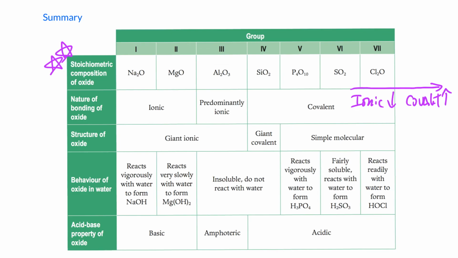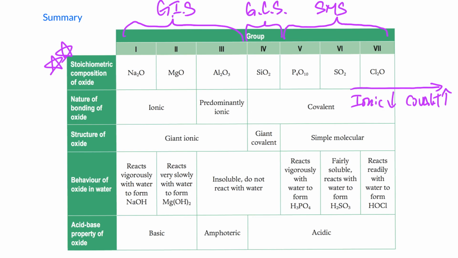The structure will be GIS for the metal oxides, and for silicon dioxide it is GCS, so it will have a very high melting point. And the rest of them are SMS, simple molecular structures. And for the behavior of oxides in water, if it is a basic oxide, they should give alkaline. However, remember there are two things which are insoluble. One is aluminum oxide. The other one is silicon dioxide. Sand cannot dissolve. The oxide layer on an aluminum window cannot be dissolved.